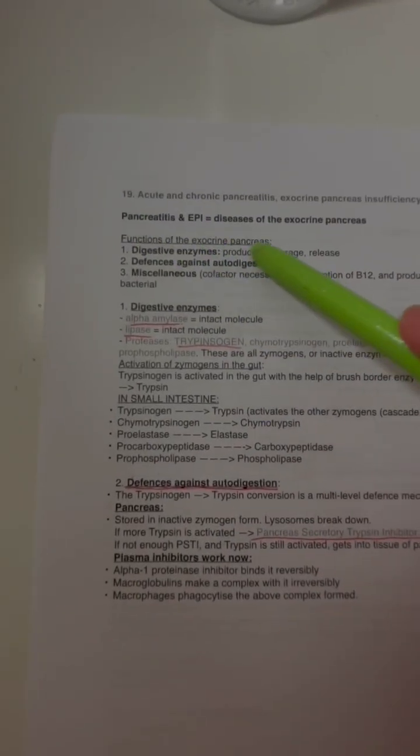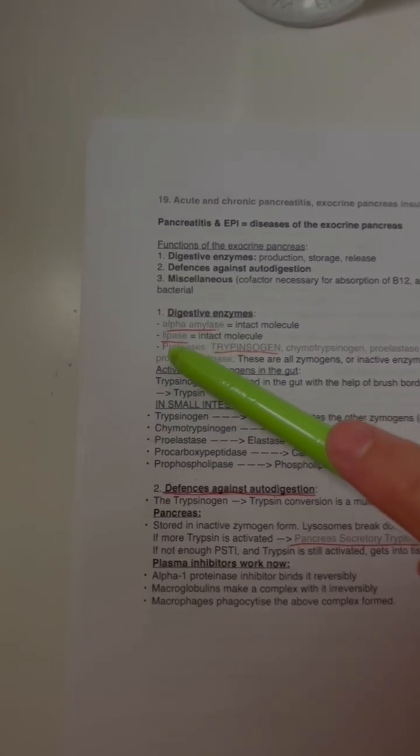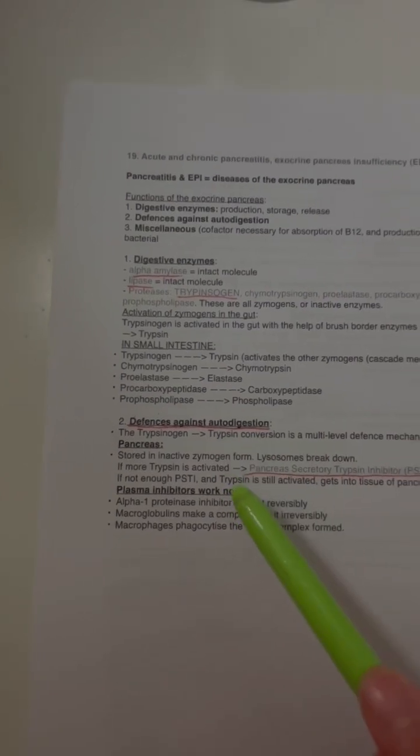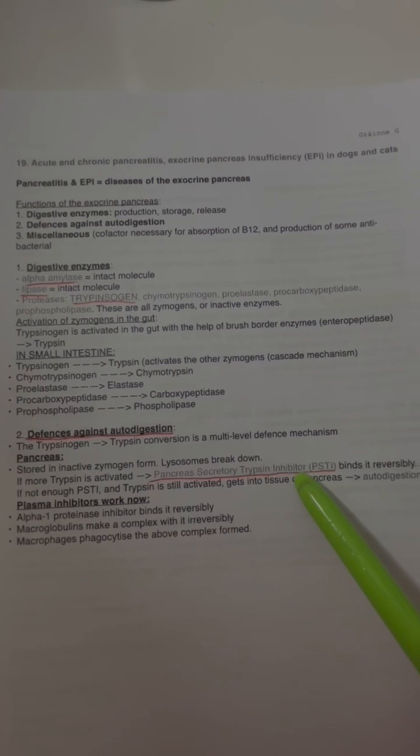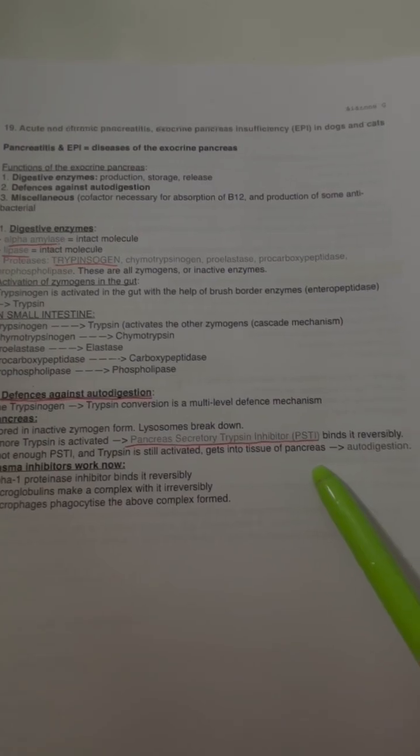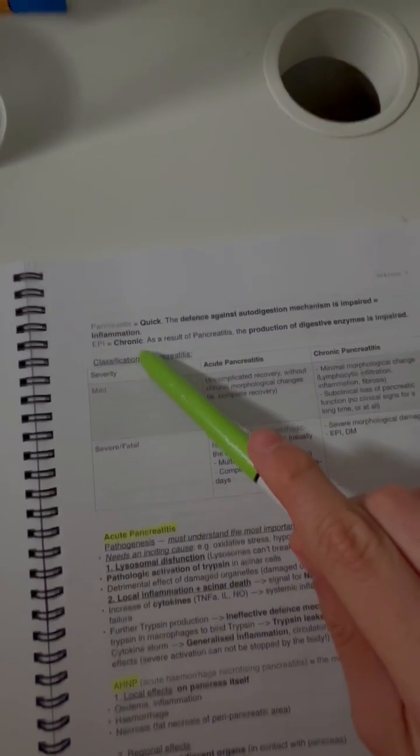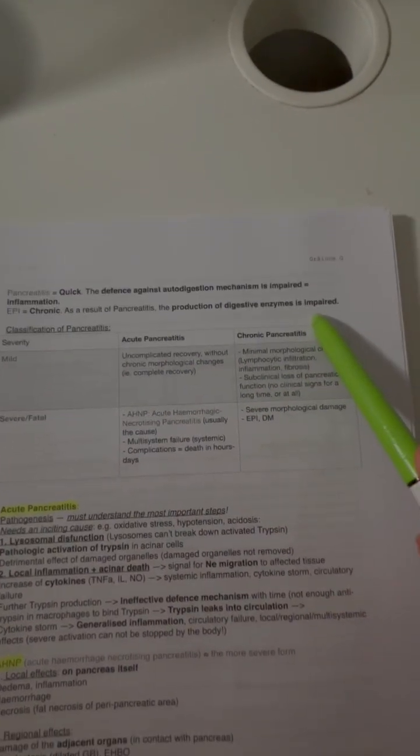So the functions of the exocrine pancreas are digestive enzymes and defense against autodigestion. So the digestive enzymes are alpha amylase, lipase, and trypsinogen. In the defense against autodigestion, the pancreas produces pancreas secretory trypsin inhibitor, also known as PSTI. It stops trypsin from digesting the pancreas. In pancreatitis, the defense against autodigestion mechanism is impaired, which leads to inflammation. In EPI, which is chronic, the production of digestive enzymes is impaired.